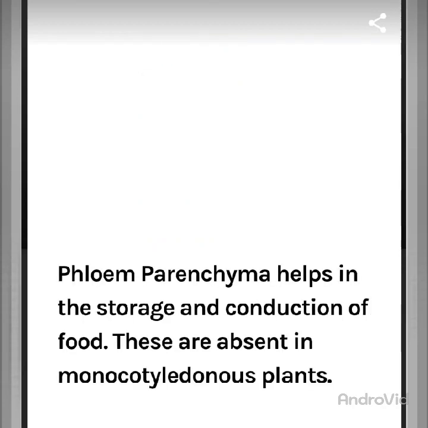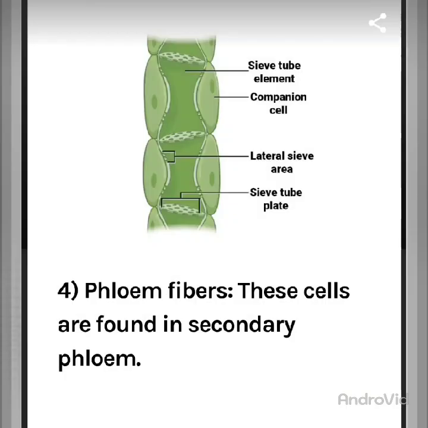Now the phloem parenchyma helps in the storage and the conduction of food. Point to be remembered, children, that the phloem parenchyma helps in the storage and conduction of food, and it is absent in the case of monocotyledonous plants. So this point is important, that this tissue, phloem parenchyma, is always present, but in the case of the monocotyledonous plant it is absent.